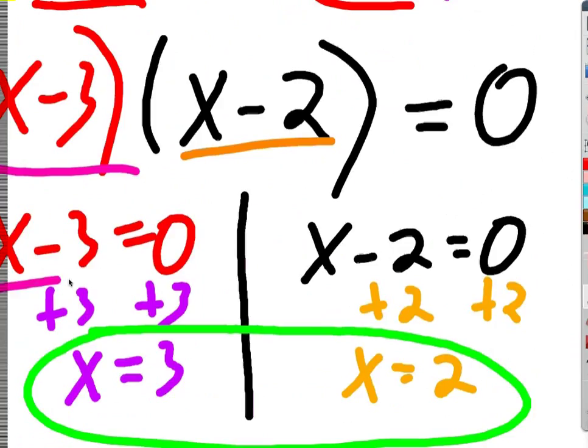So there's our x minus 3 equal to 0, and there's our x minus 2. So the first one you get x equals 3, the second one you get x equals 2, and that's it. So yeah, when you plug it back in, you get 0 for both of them.